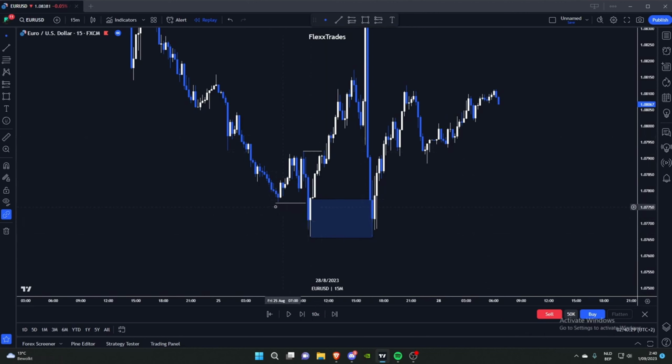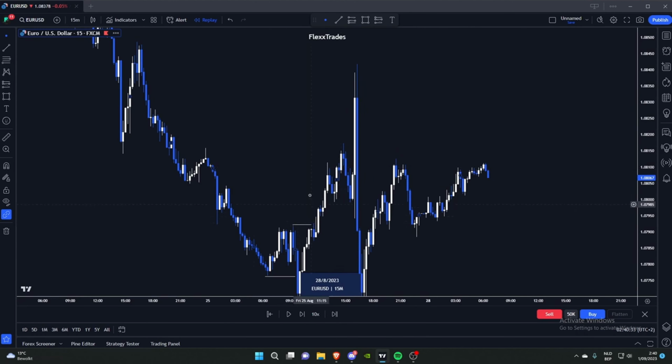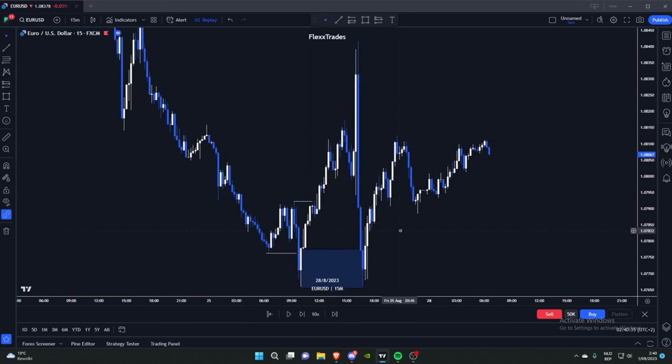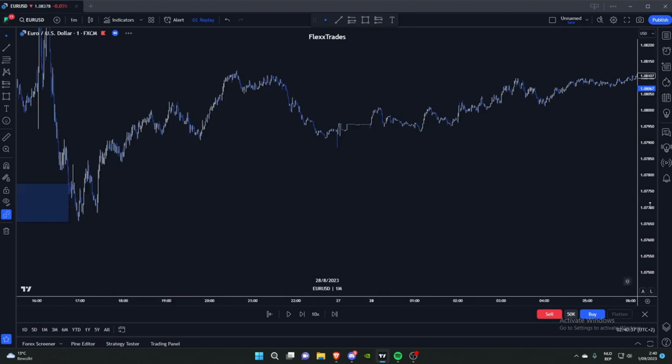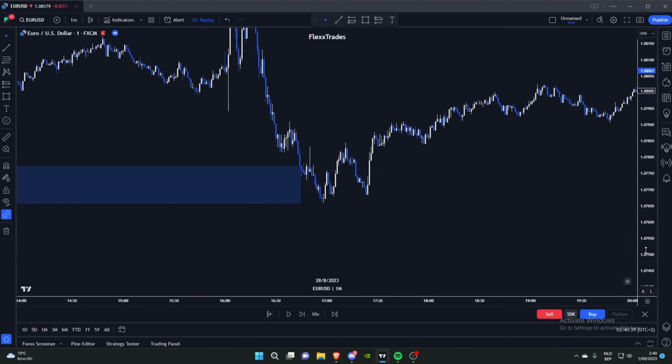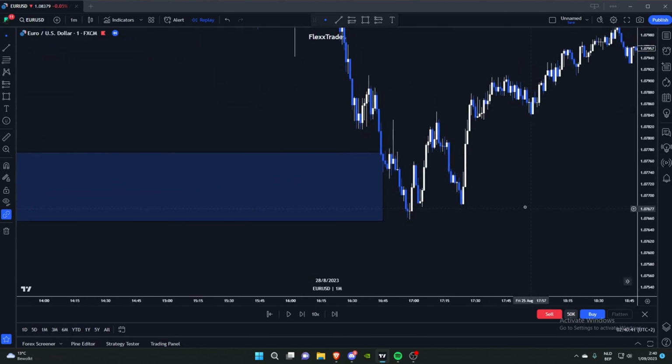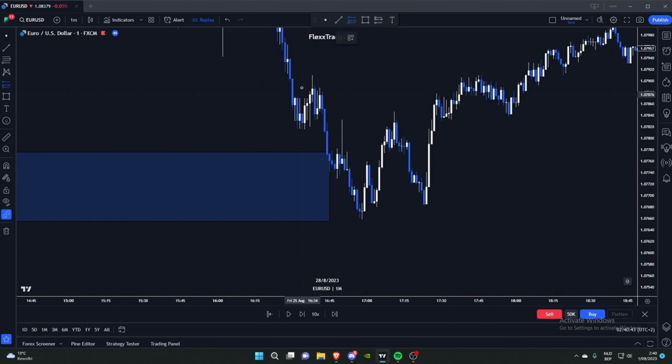This is the fake move, they get stopped out. Then the real move happens, gives us confirmation of this break of structure that comes into my demand zone, right? And let's see if the demand zone gave any confirmation. It gave beautiful, beautiful confirmation, as you guys can see here.